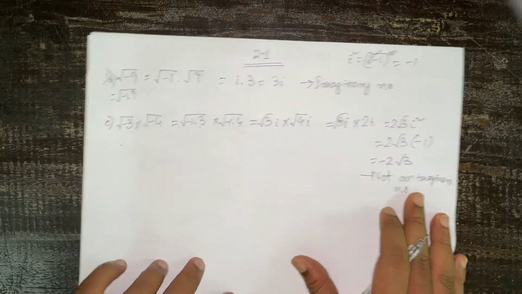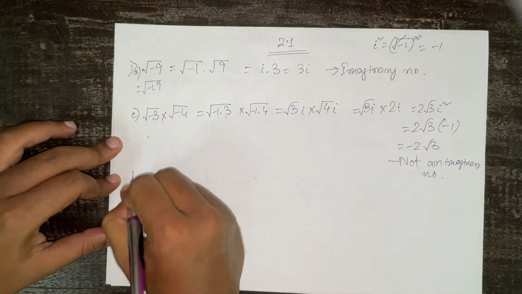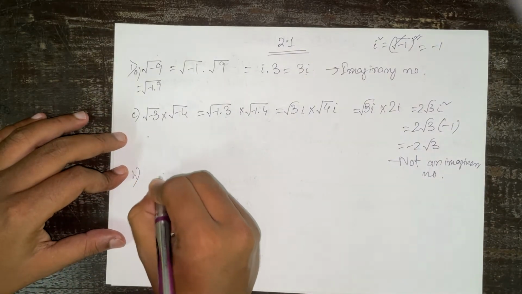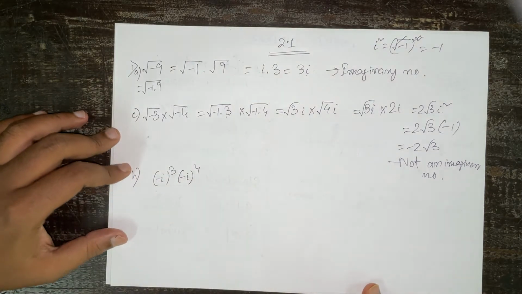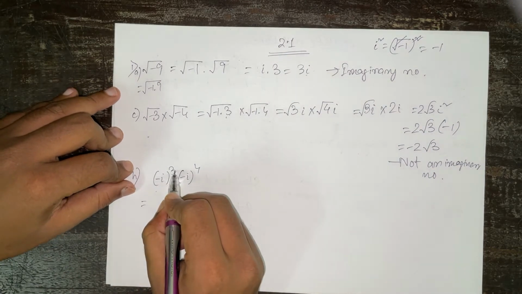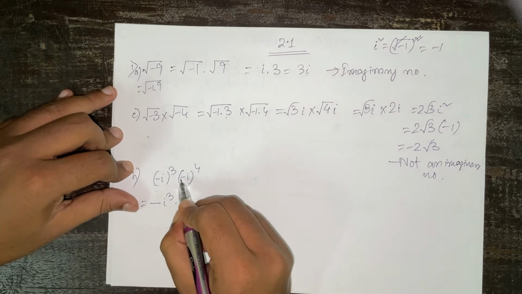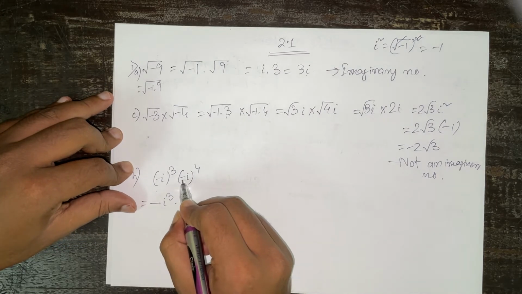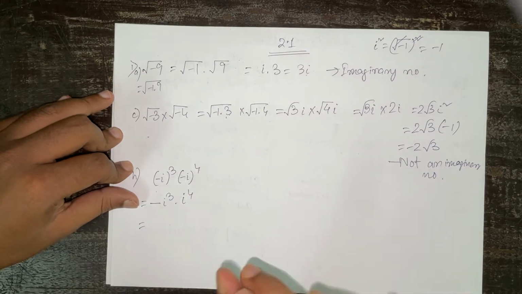Let us try one more. Let us try question number H. What do we have here? Minus i whole cube into minus i whole to the power 4. Okay. Obviously, since it is negative and we have a cube, it will stay negative, so it will become minus i cube. Into minus i to the power 4, which has a positive power, so minus will become plus, and i to the power 4. Now look at this.